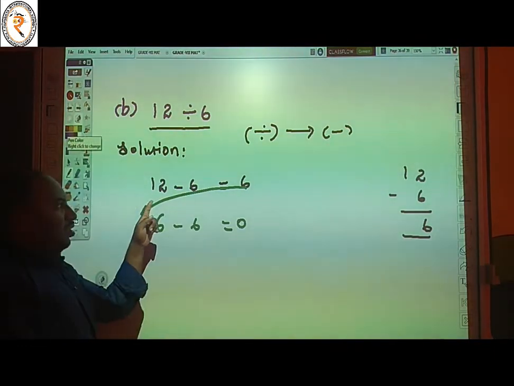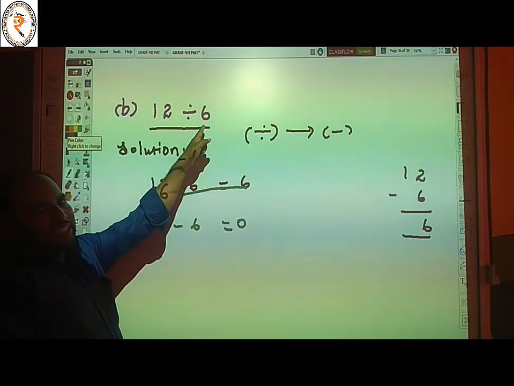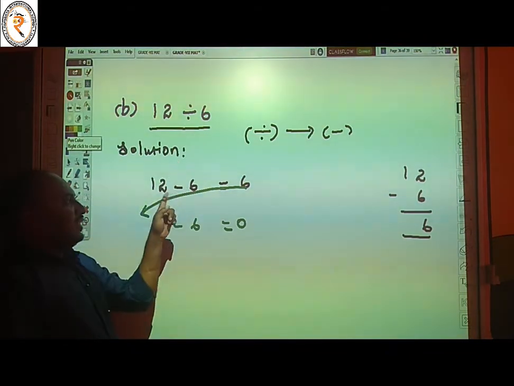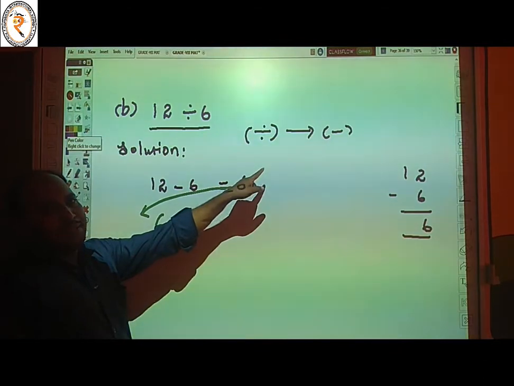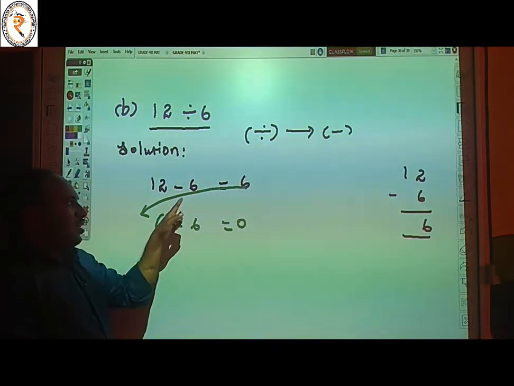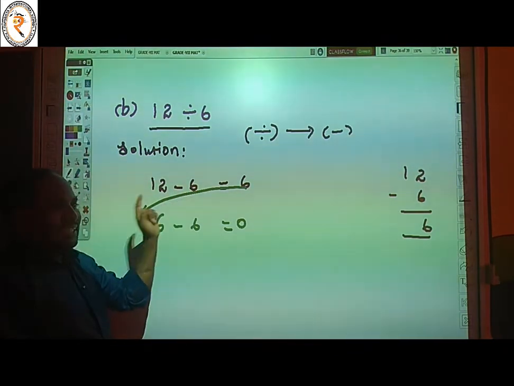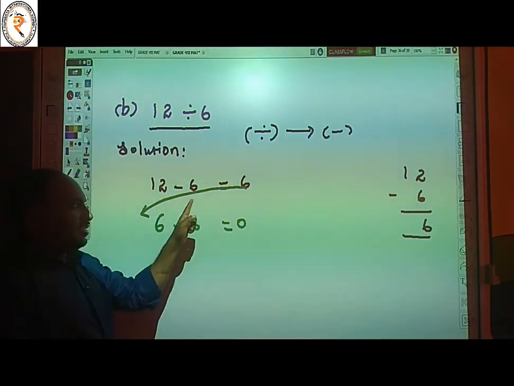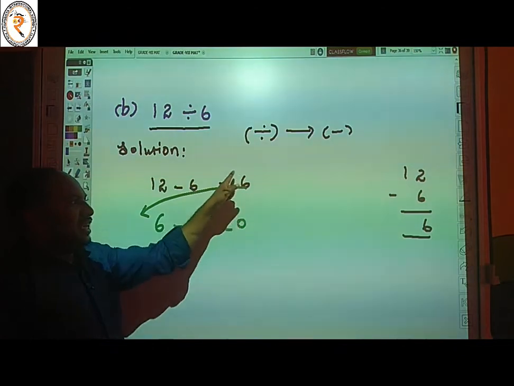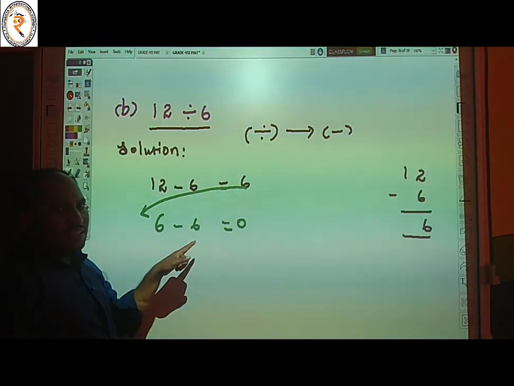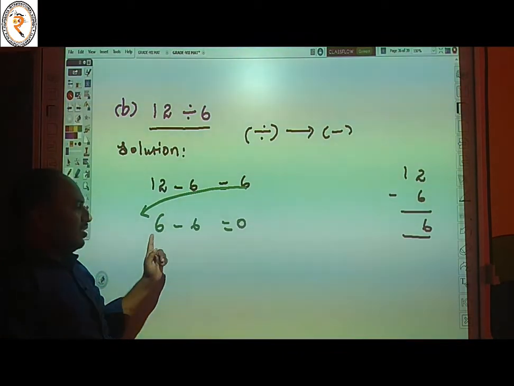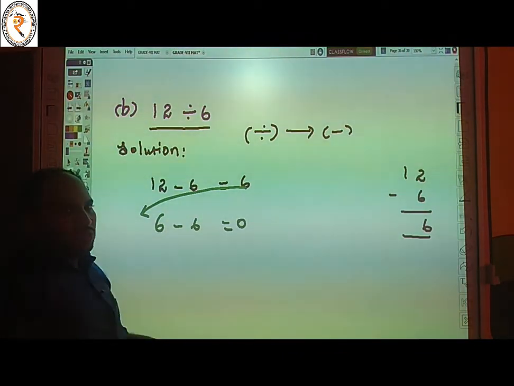Listen here. 12 divided by 6. We take 12 minus 6 because it is the repeated subtraction method. 12 minus 6 is equal to 6. The answer is 6. Again, we subtracted 6 from 6. So 6 minus 6 is equal to 0.